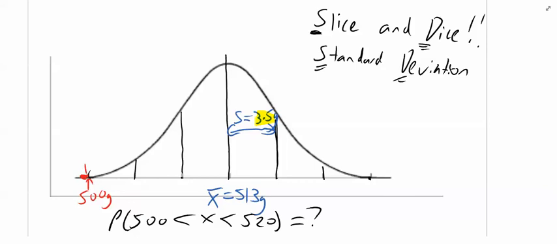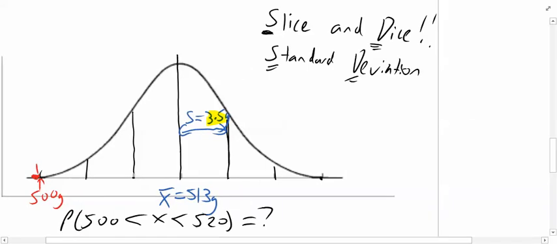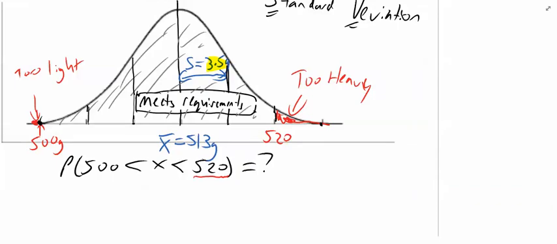What about at the other end? Well, 520 grams, how far above the mean is that? Well, 513 plus a standard deviation, that'd be 516.5, and then plus another standard deviation, 520, so we're 2 standard deviations above the mean here. So that's 520. So we want to work out the bit in the middle, the gap in the middle. Okay, so the probability it meets requirements, let's grab our graphics calculator.